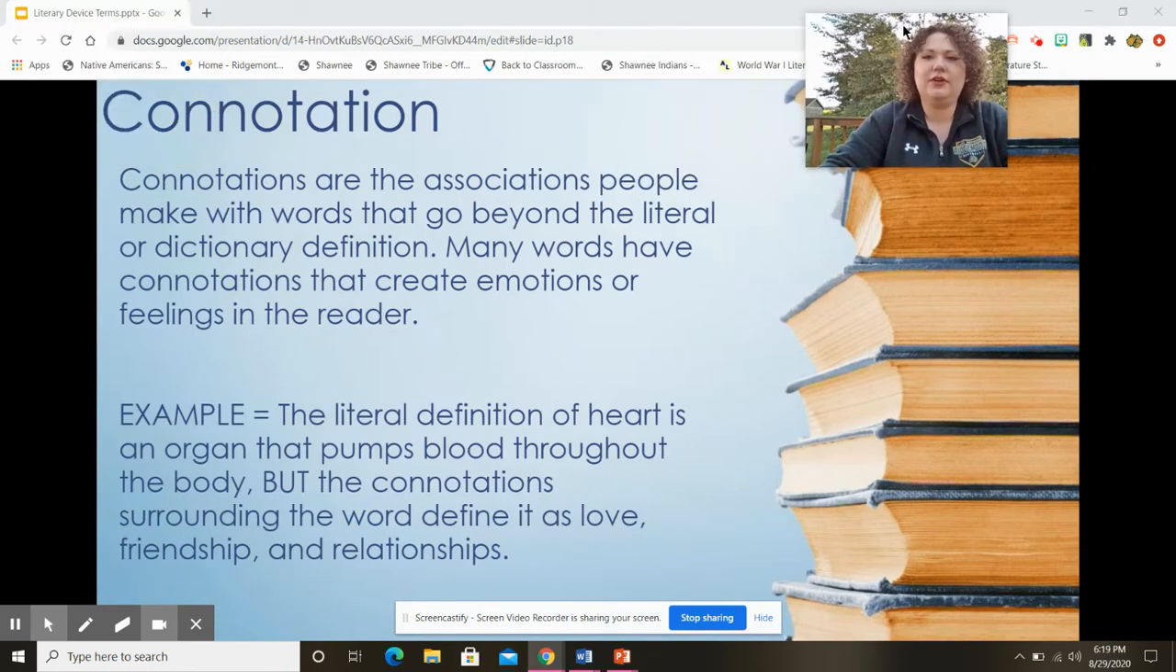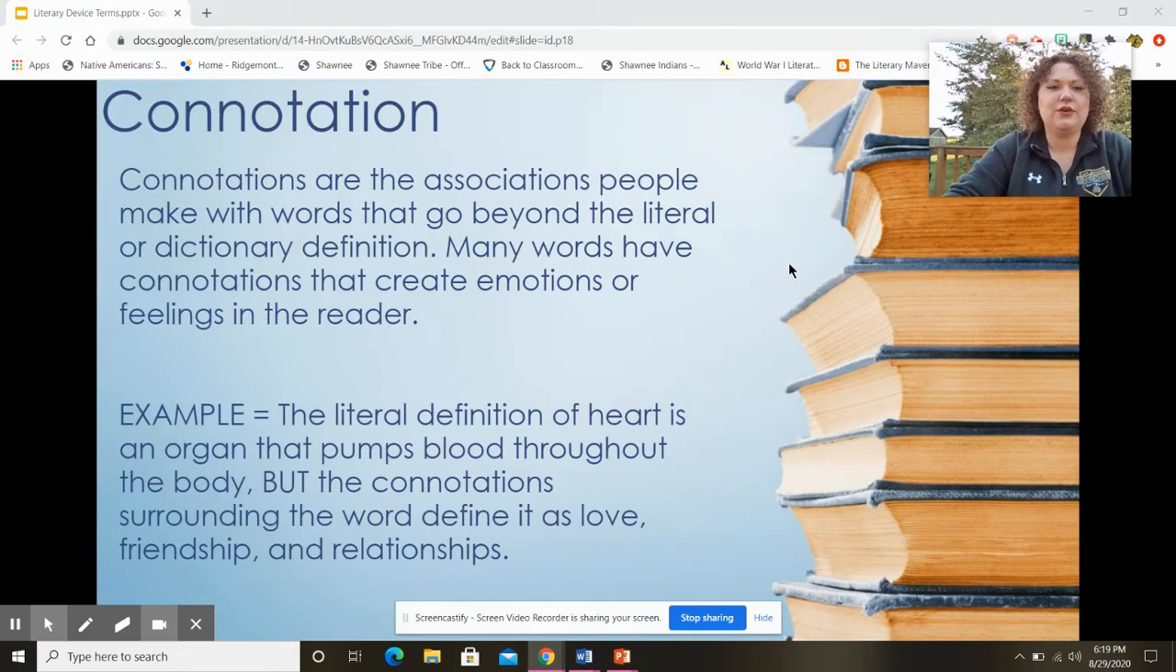We also have connotation. Okay. So connotation are the associations that we make with words. So it's not the dictionary definition, it's the extra definition or the extra meaning that we give words with our emotions and feelings. So the literal definition of heart is an organ that pumps blood. Okay. That's not the connotative meaning, though. The connotative meaning of heart is going to be something like love and friendship and relationships.